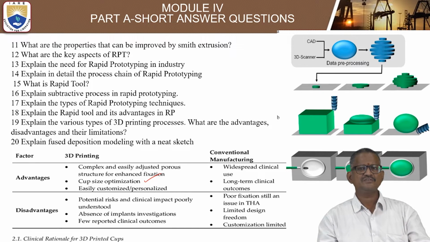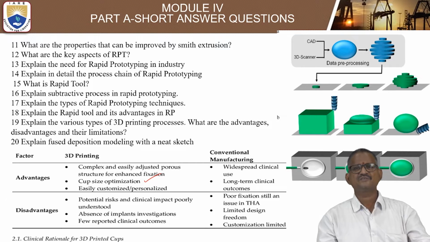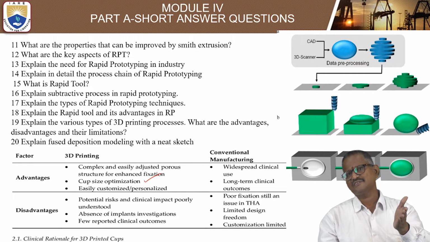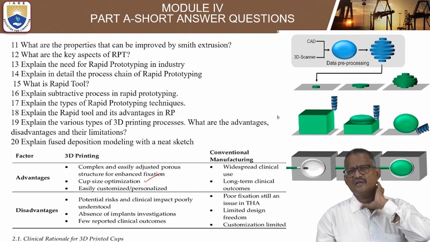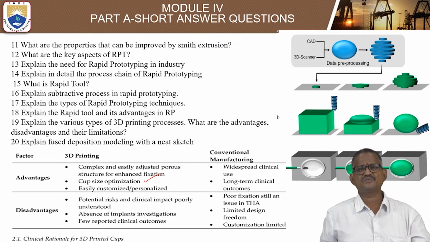And also some of the various types of 3D printing processes, like fused deposition modeling. Different types of processes are also available, and you can mention the advantages, disadvantages, and limitations of them. Okay, this is about the questions related to 3D printing or rapid prototyping.